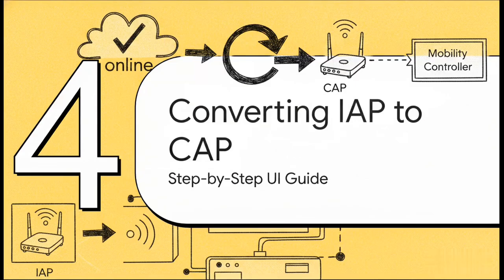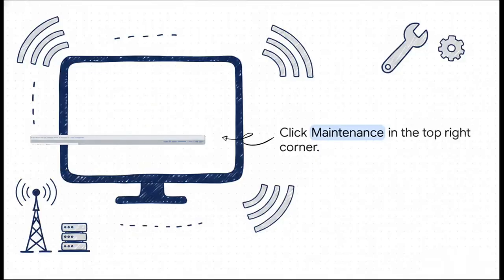Which brings us to Section 4, converting IAP to CAP. Great, the AP is online. But wait, what if it booted up using its factory image as an instant AP, and your network architecture specifically needs it to be a campus AP tied to a mobility controller? Well, we got to convert it. Let's walk through the UI together.